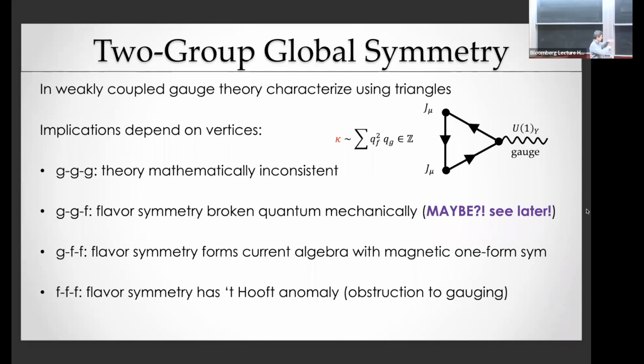And we're somewhere in the middle here in this talk. So there are two other possibilities, GGF. Usually you would say that's the Adler-Bell-Jackiw anomaly. The flavor symmetry is broken quantum mechanically, although let me put a big maybe there for the next part of the talk. There'll be something interesting that we'll talk about there. Instead, we can also talk about the GFF triangles. That's where the flavor symmetry remains, but it forms a non-trivial current algebra with the magnetic one-form symmetry. So that's what we're talking about here.